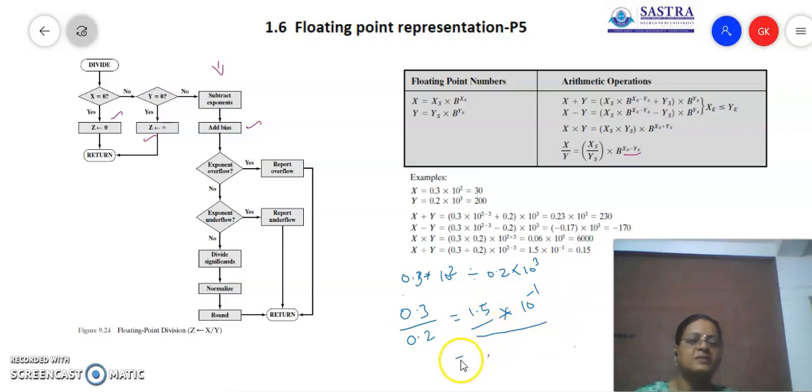What will be the actual answer? 1.5 into 10 power minus 1 is nothing but 1.5 divided by 10. The negative power is brought to the denominator as a positive one, so 1.5 by 10. I will have 1.5, and the point is already there. Now you have to shift the point to the left because we divide by 10. So the answer will be 0.15. So this completes the discussion of floating point division.